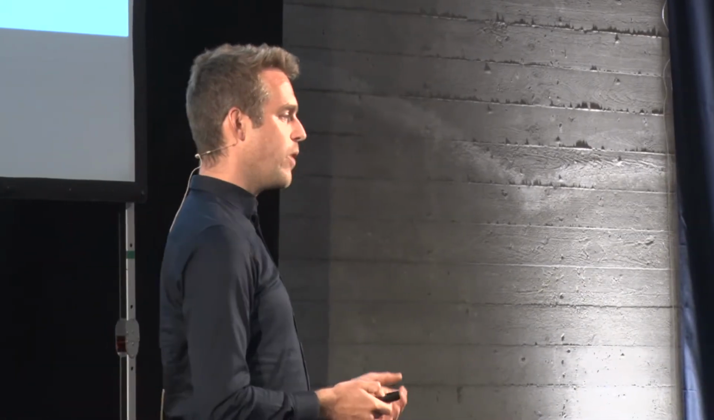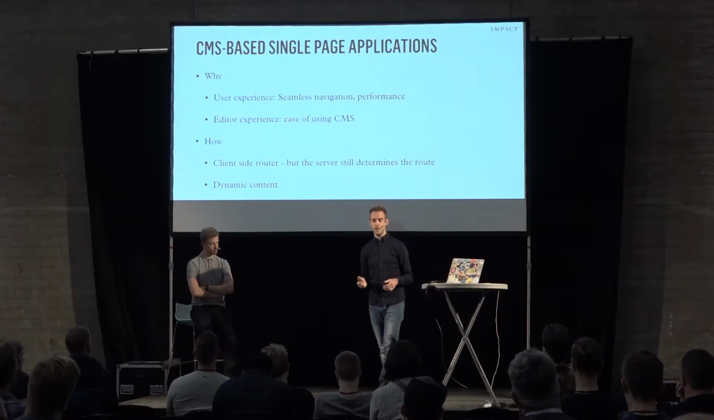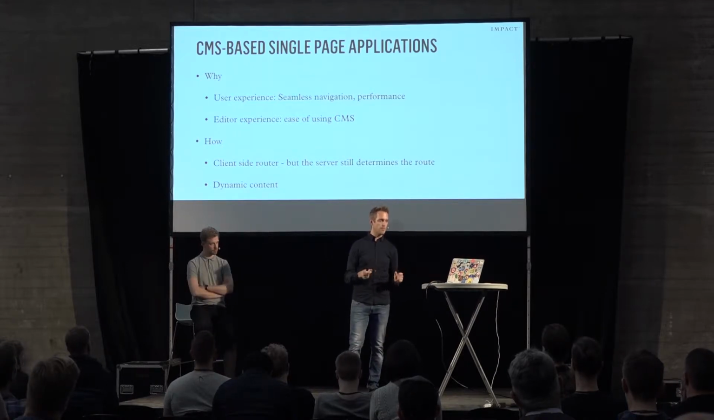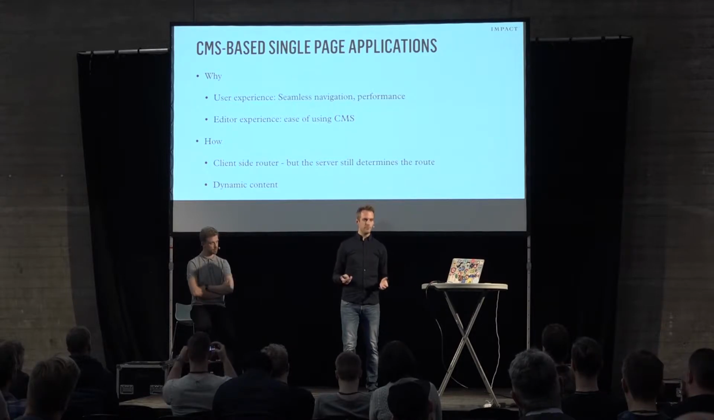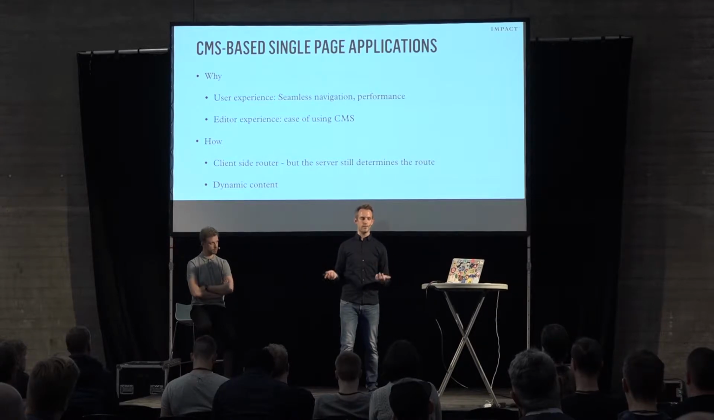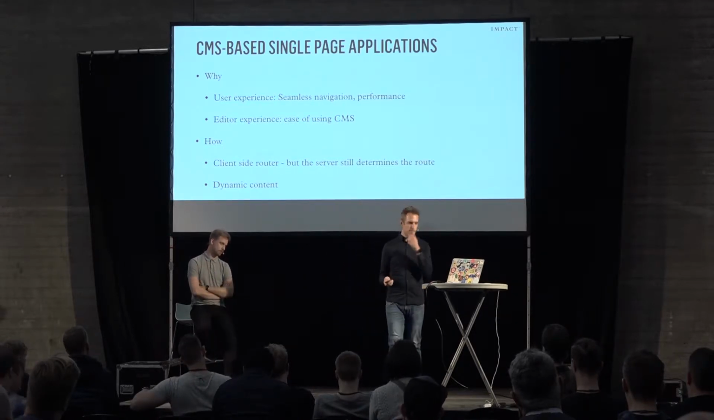And the way we built this is as a single-page app. There's a client-side router. But we really want the CMS, or Umbraco in this case, to still be the source of truth for what goes on what URL. Because we want the user to be able to rename a page and have the URL automatically reflect that. And we want to be able to serve dynamic content based on that.